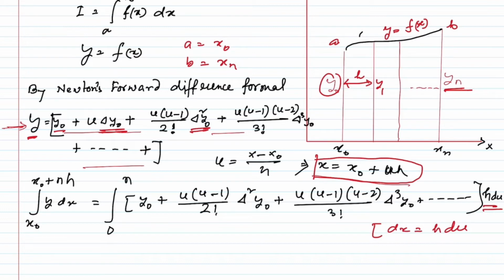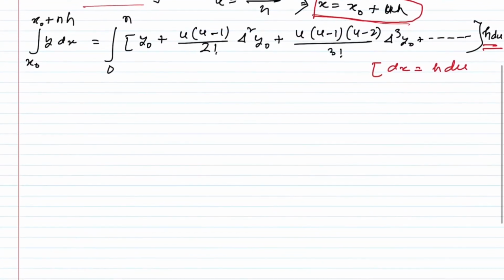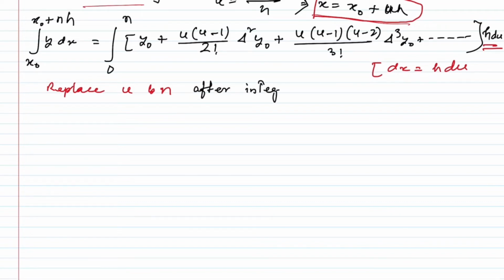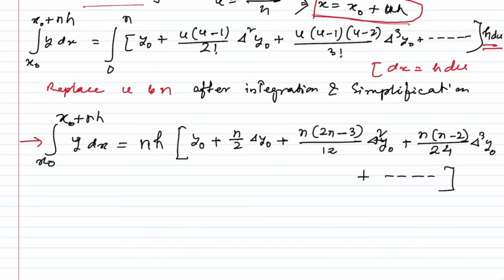Now after integration, if we integrate and simplify, I'm not going to show the integration part, just remember the result here. So if you integrate and replace u by n, after integration and simplification, our result will be x naught. So after integration and simplification we have got this result, and this is, suppose, equation number 1.